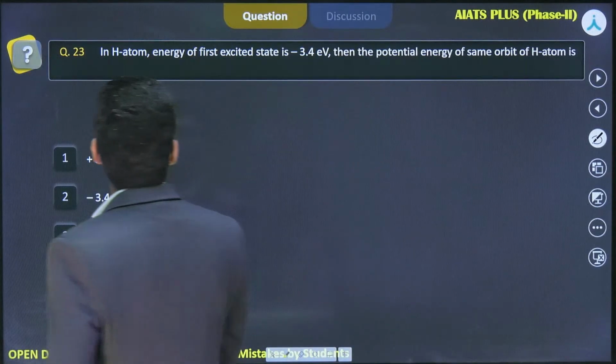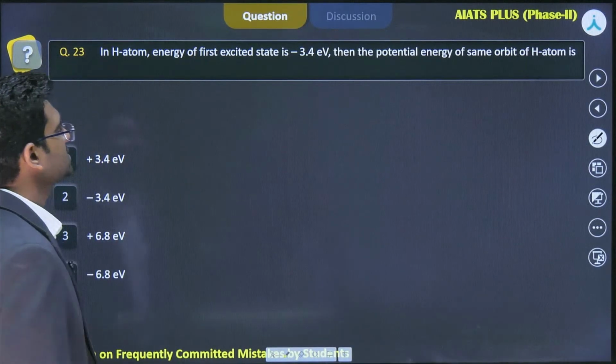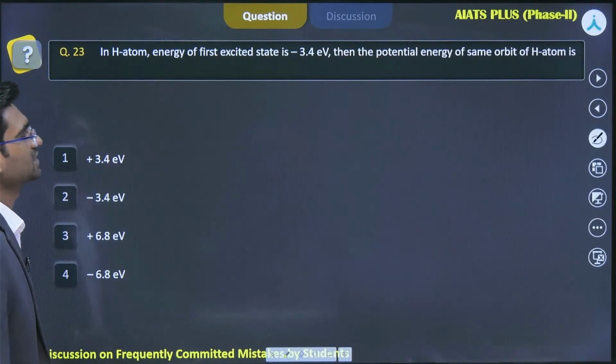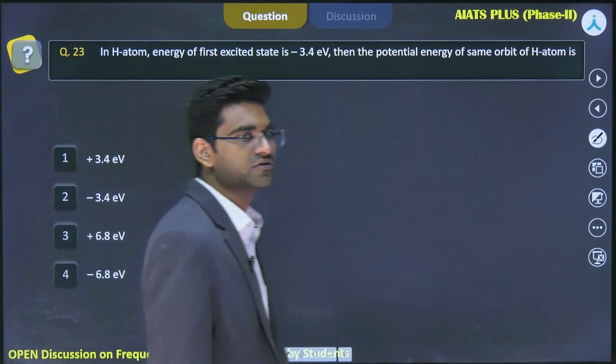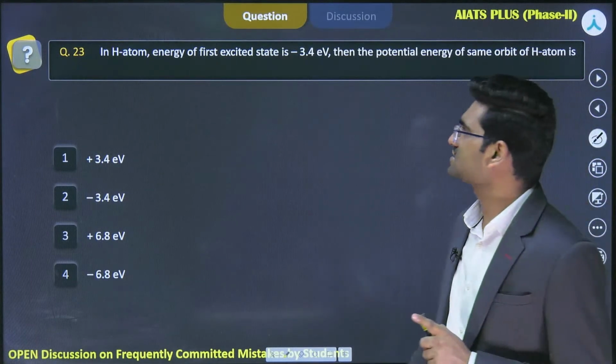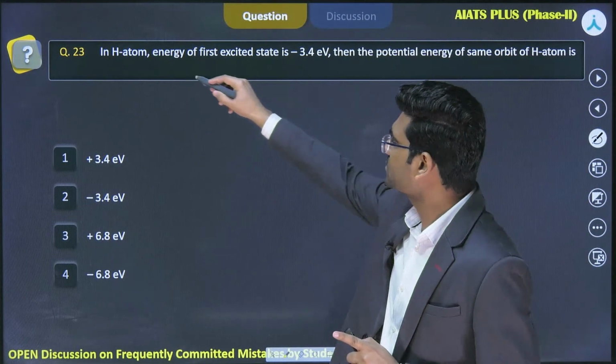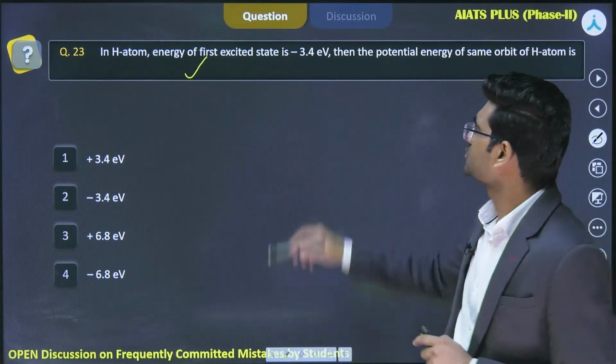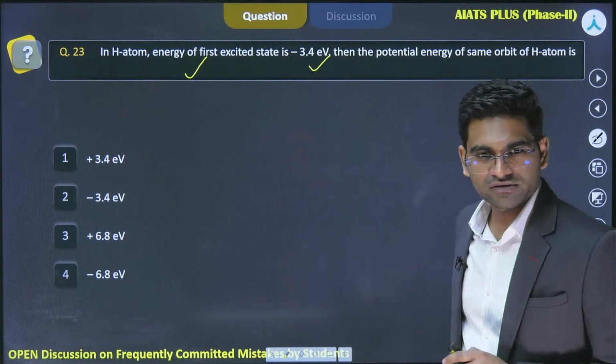In hydrogen atom, energy of first excited state is minus 3.4 electron volt. Then the potential energy of the same orbit of hydrogen atom is. Okay, so this is the excited state, and energy means total energy here. So total energy is minus 3.4.